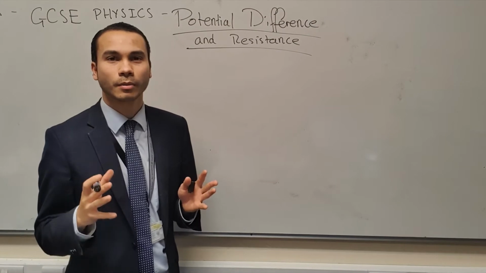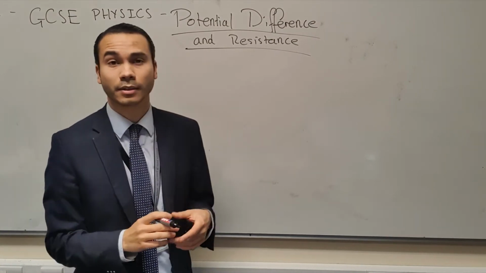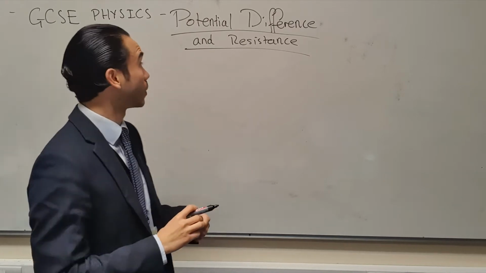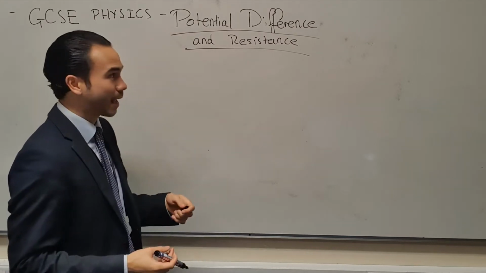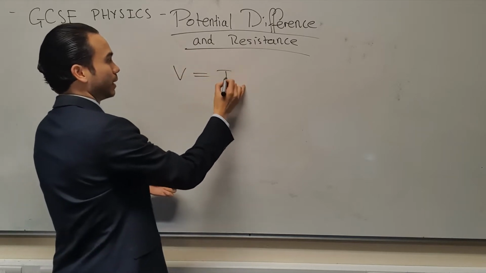Okay, welcome to the next lesson in our electricity lessons on the AQA GCSE physics specification. We're going to be looking at potential difference, or voltage, and resistance. The equation we're going to be looking at is this one here.